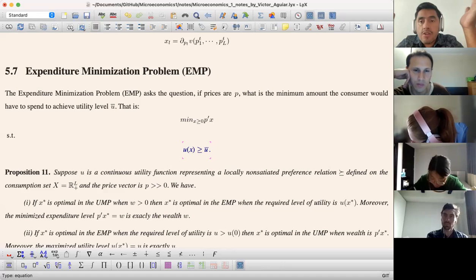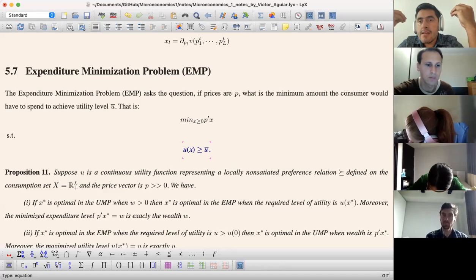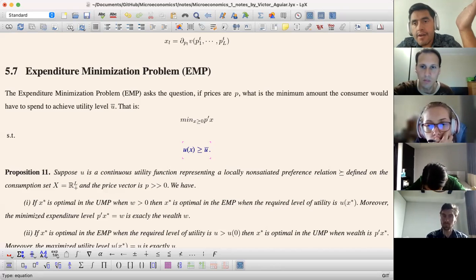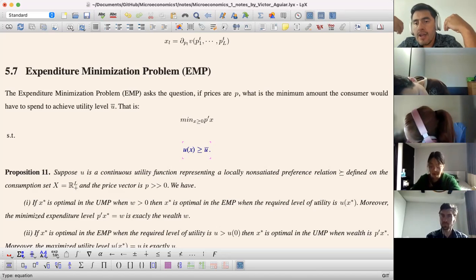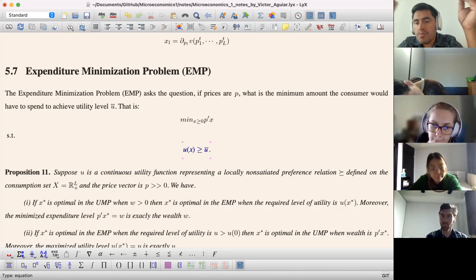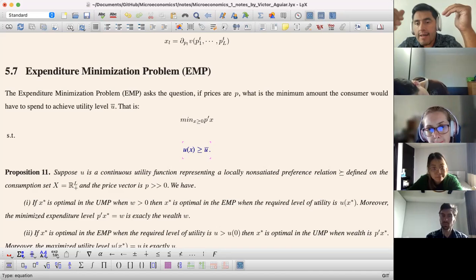Now, an important thing to know is that the expenditure minimization problem, you can never really observe in real life, because I can never really see utility. So this is going to be an issue, okay? But the interest in this problem is purely theoretical, and it's going to help us understand the utility maximization problem. So we're never going to observe the results of the expenditure minimization problem, but we're going to be able to use them to understand the utility maximization problem.